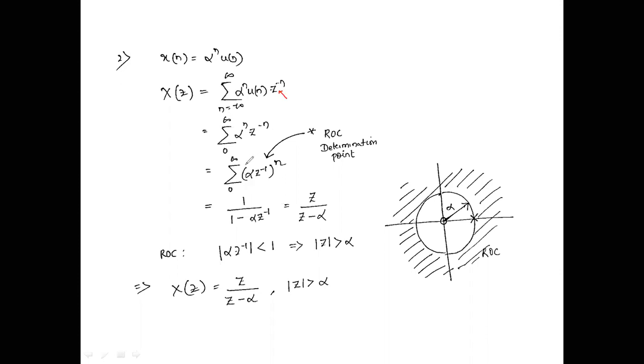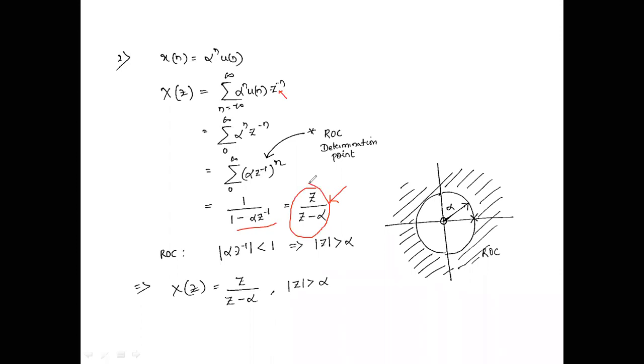Let us assume that this term is less than 1. Then the formula will be 1 divided by 1 minus alpha into z to the power minus 1. That's the formula for anything that goes from 0 to infinity. Alpha divided by z goes in the denominator, so X of z equals z divided by z minus alpha. This is my z transform.